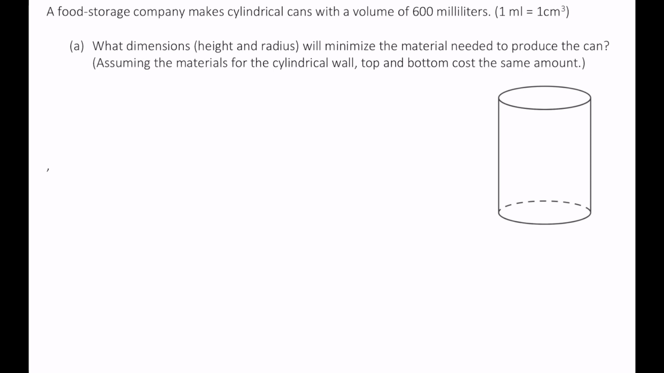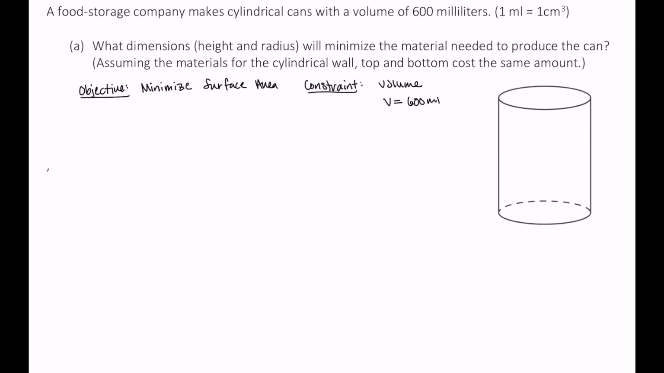So let's begin with our objective and our constraint. Our objective is to minimize surface area. Our constraint is the volume. And this one's a lot easier, so I'm just going to go ahead and write down the volume. V equals 600 milliliters. Now, what is the surface area of this can?